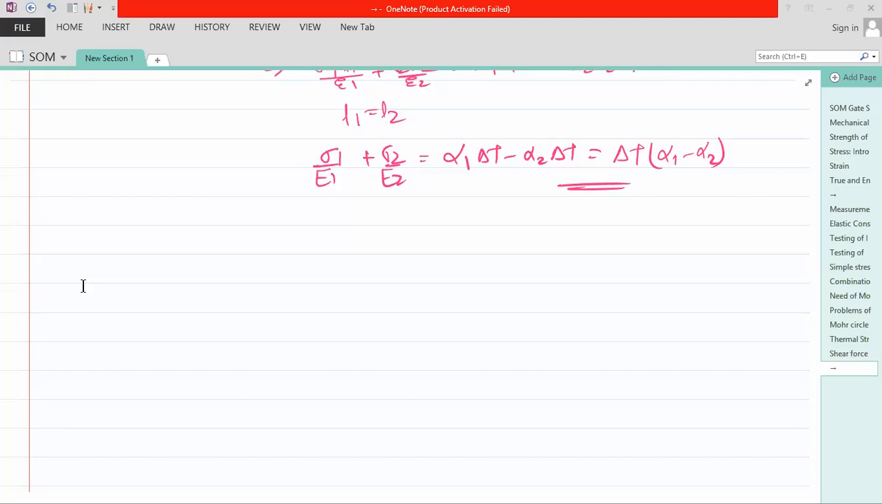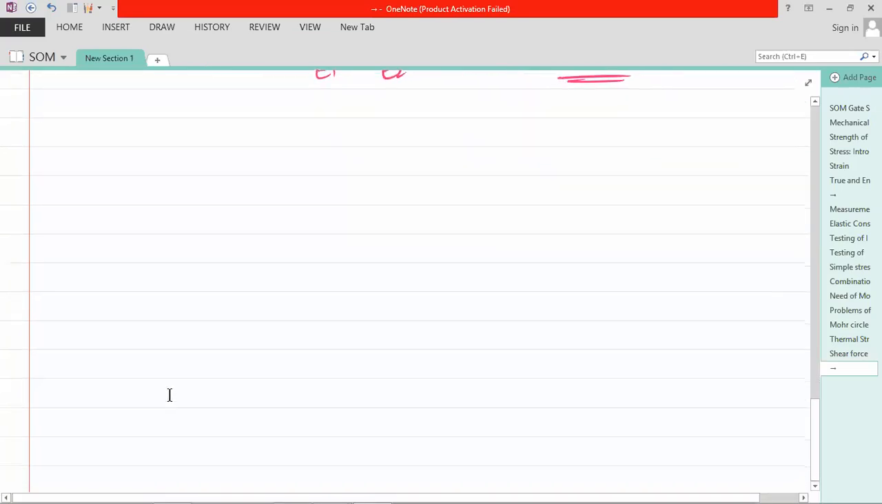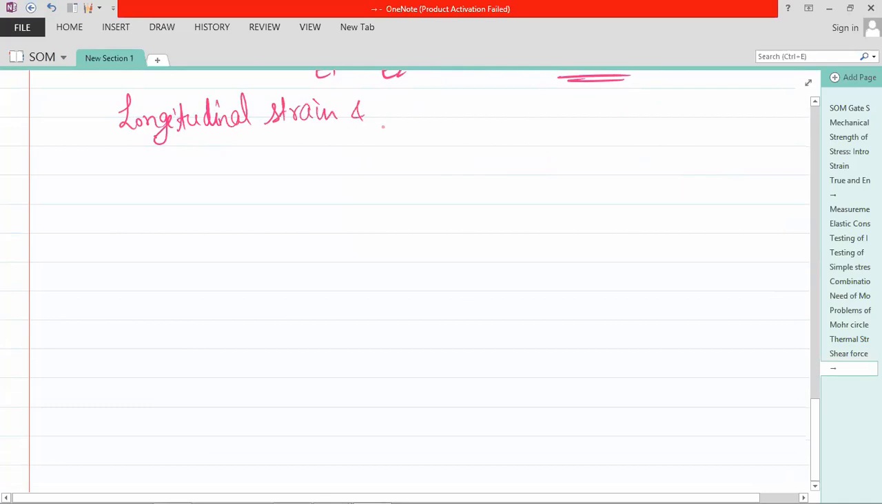Let's go with some more concepts. Suppose you have a body. This is about longitudinal strain and lateral strain. Now suppose you have a three-dimensional body.